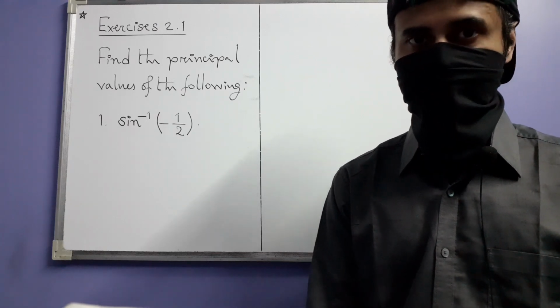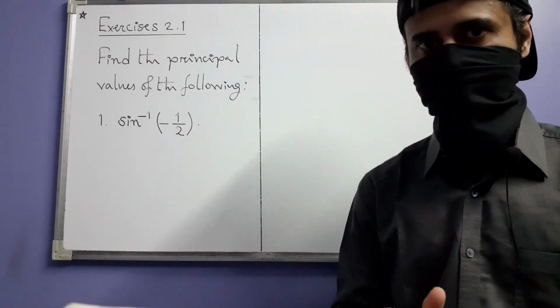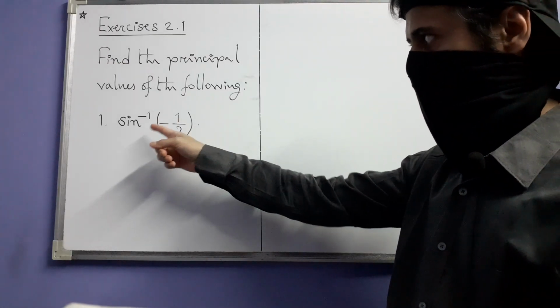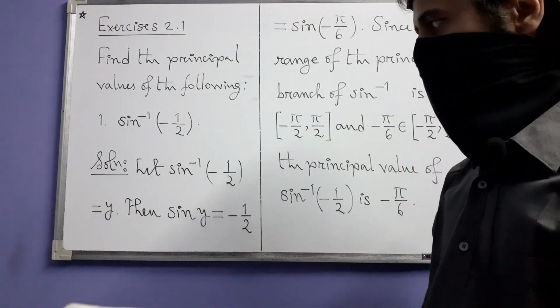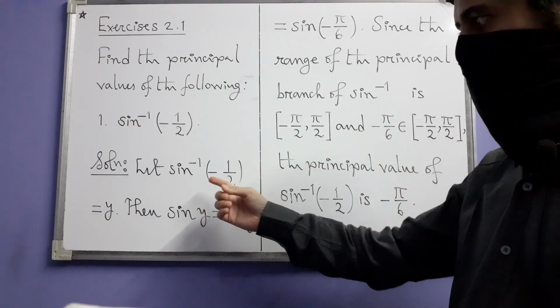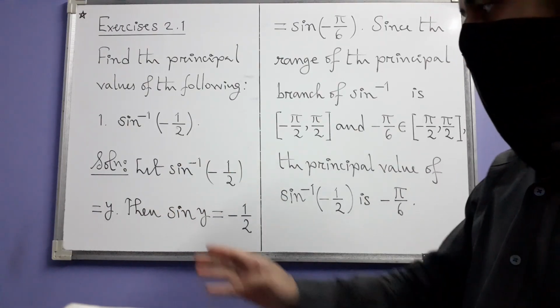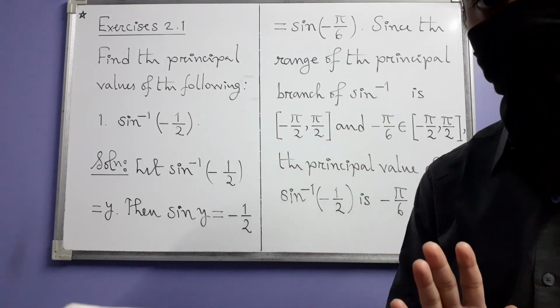Let's start exercises 2.1, and here in the first 10 problems we have to find principal values. The first one is sine inverse of minus 1 divided by 2. We start the solution like this. We give this value a name. Suppose it's y. Let y be the principal value of sine inverse of minus 1 divided by 2.